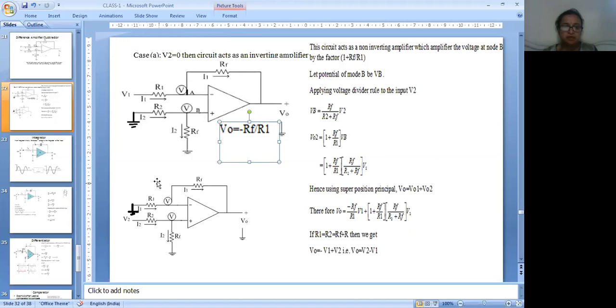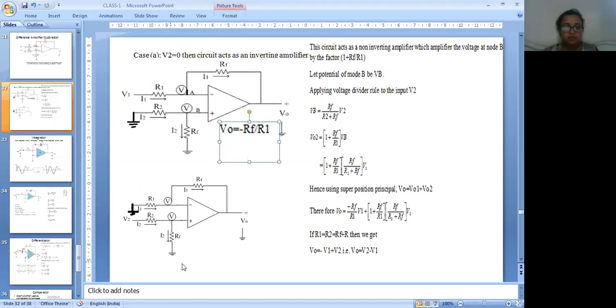Next, I'll take case 2. In this case 2, I am applying V2 to the non-inverting terminal of an operational amplifier, a non-inverting amplifier, and V1 is grounded.